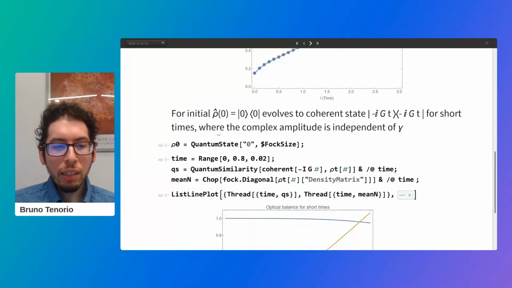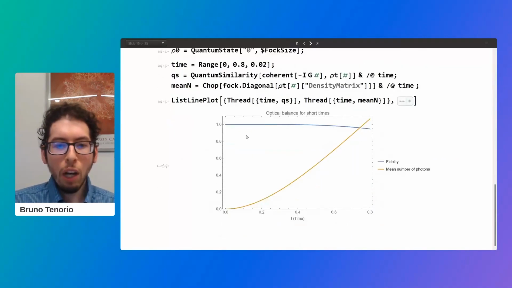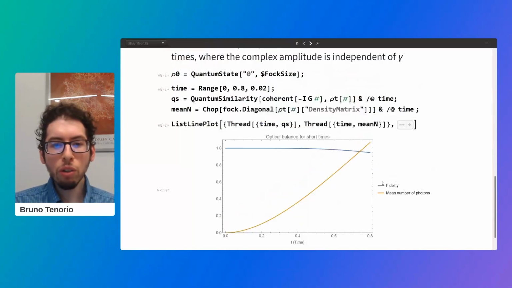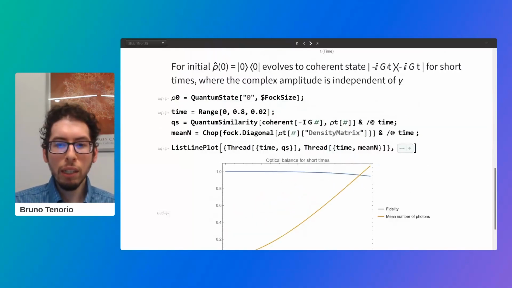We save exactly the same quantities as before, and we plot it. So this is the optical balance for short times. We see that the fidelity is around 1 until the approximation is no longer valid. But of course, the mean number of photons is always increasing, because the amplitude is increasing as a function of time.